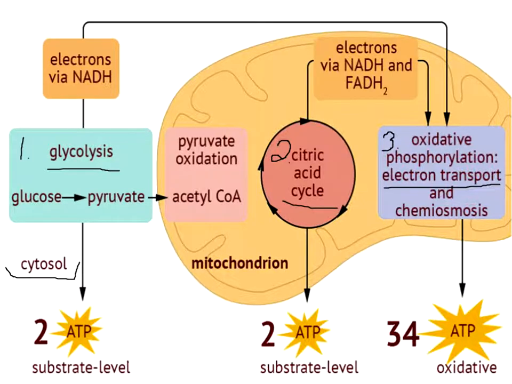And what you need to know here, this is probably the trickiest part to learn. It's not too bad. First of all, cellular respiration has the 3 steps: glycolysis, Krebs cycle, electron transport chain. Second, glycolysis happens in the cytoplasm. The other 2 happen in the mitochondria.